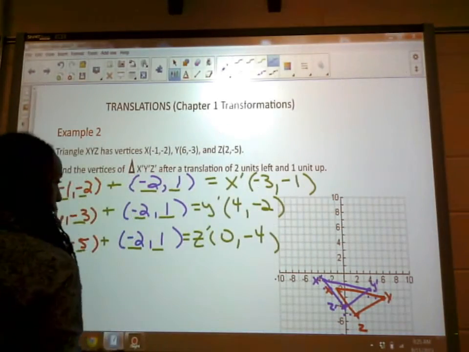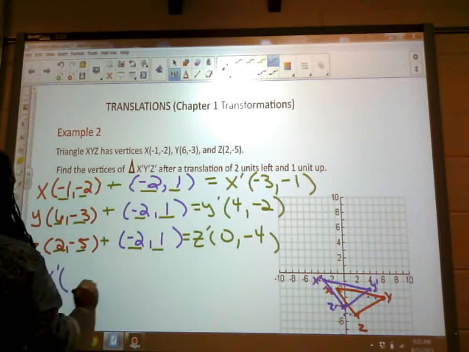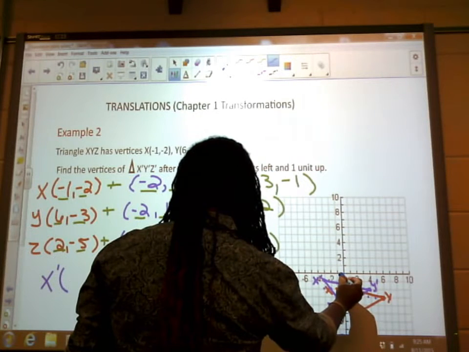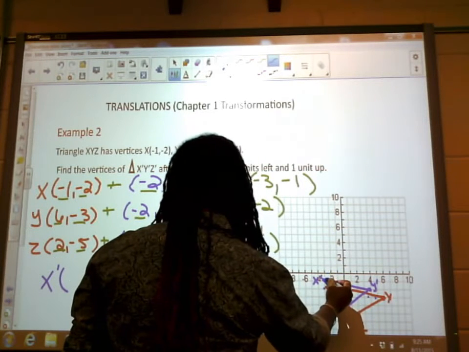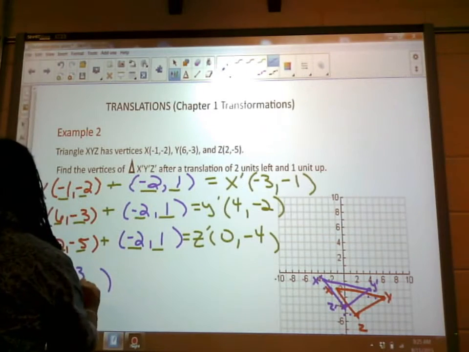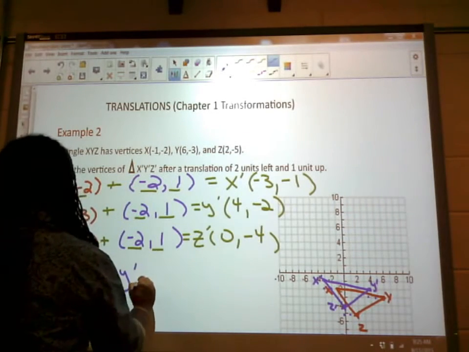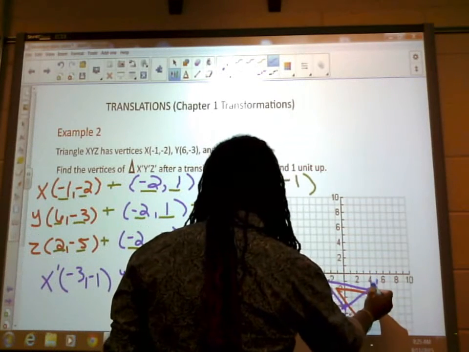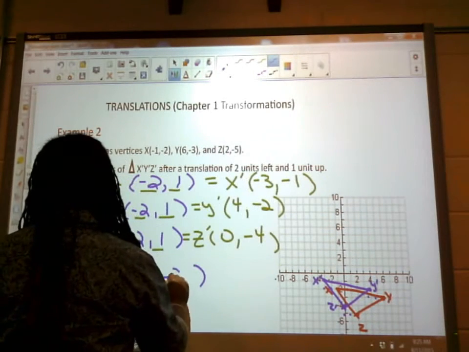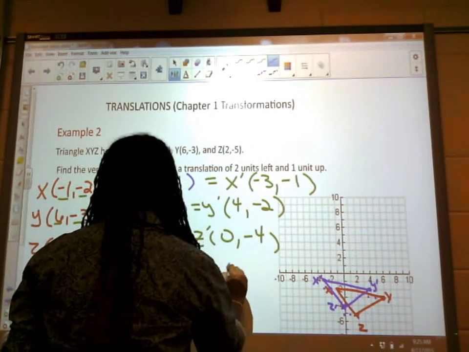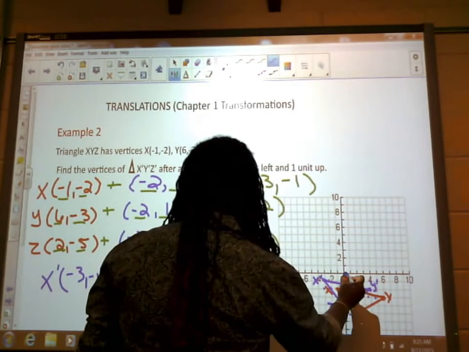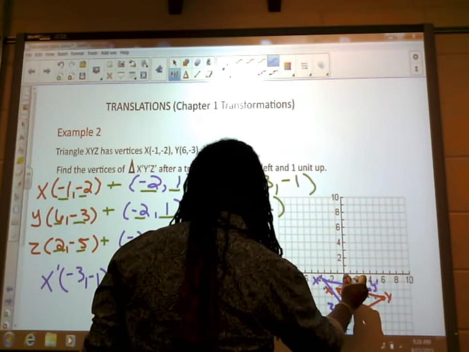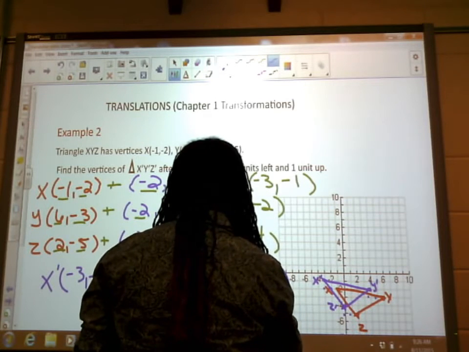All right, so I'm saying that x prime is -1, 2, 3, and -1. I'm saying that y prime is +4, -2, and I'm saying z prime is x is 0 because I did not go to the left or to the right, so 0, -4.